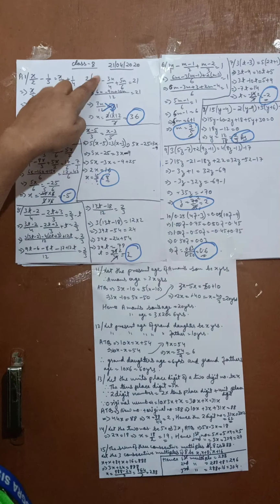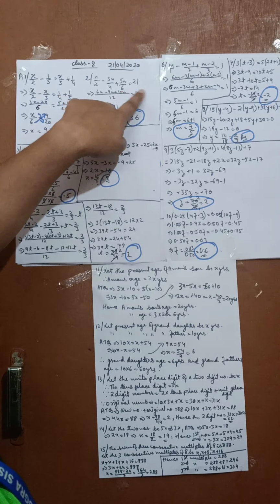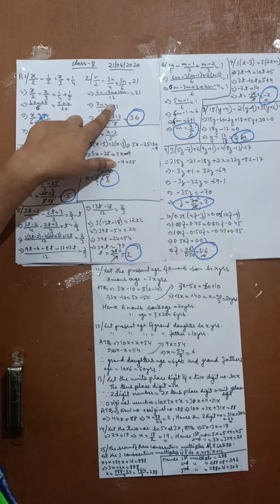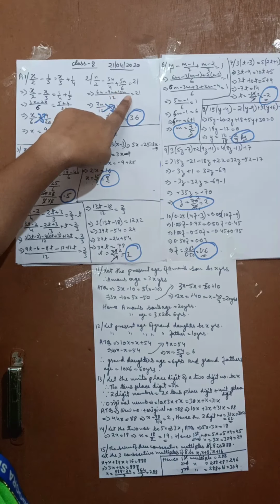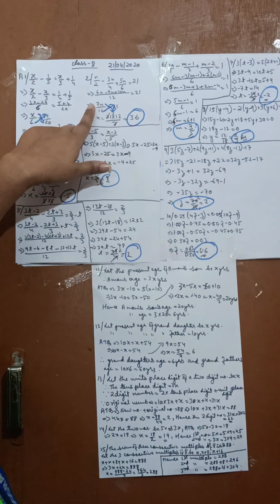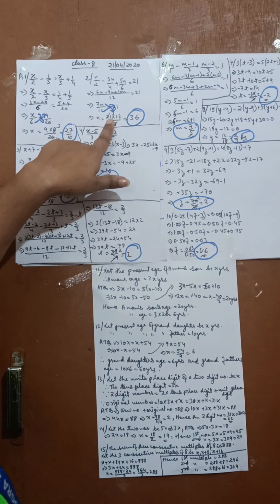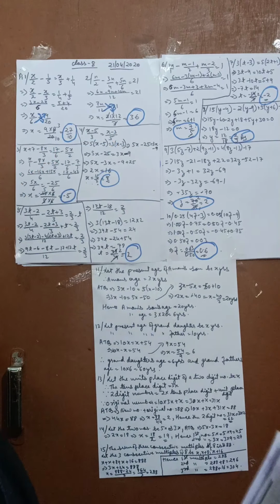Number 2 is n by 2 minus 3n by 4 plus 5n by 6 is equal to 21. Here also we'll take the LCM of 2, 4 and 6. We'll get 12. So the numerator becomes 6n minus 9n plus 10n is equal to 21. So we'll cross multiply it, 7n by 12 and 21 by 1. We'll get n is equal to 21 into 12 divided by 7 and the answer is 36. So the answer of question number 2 is 36.